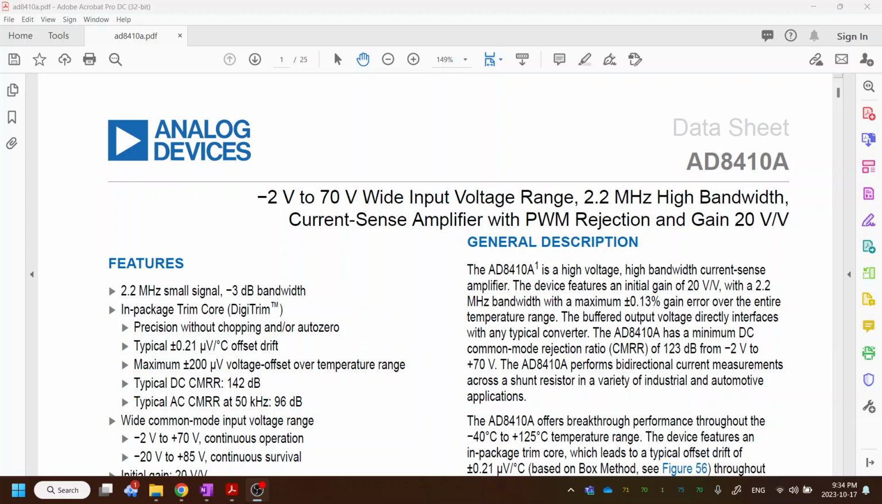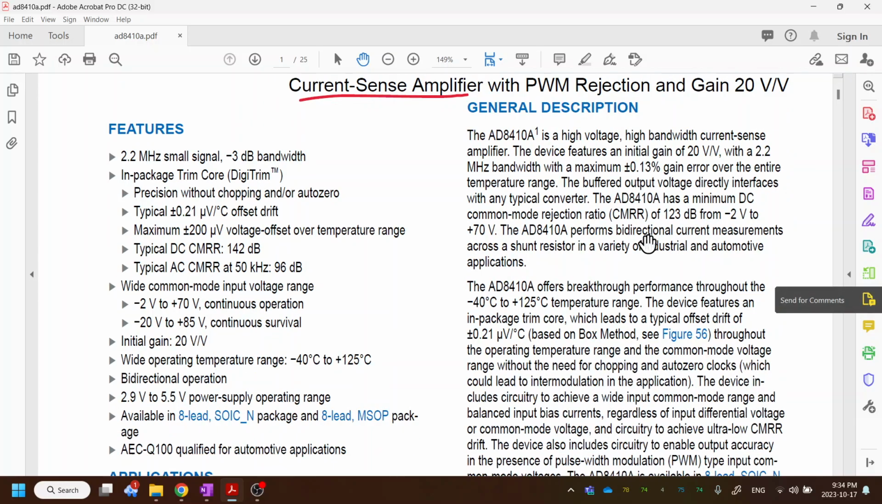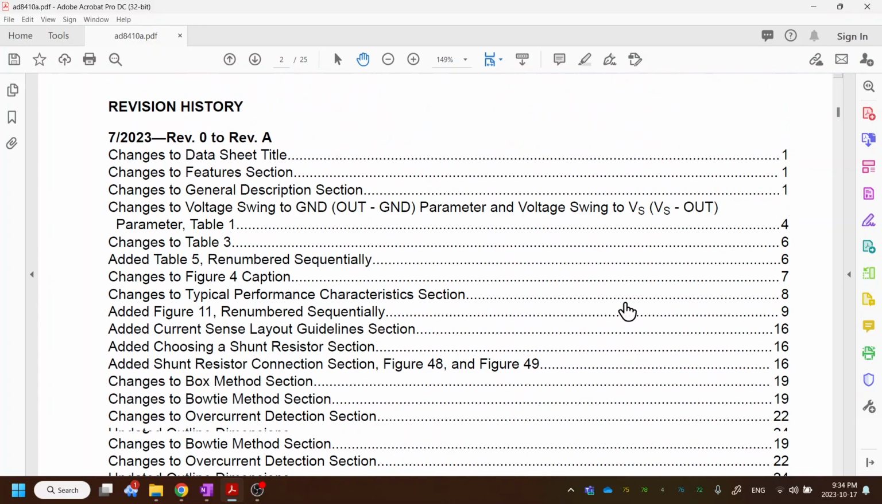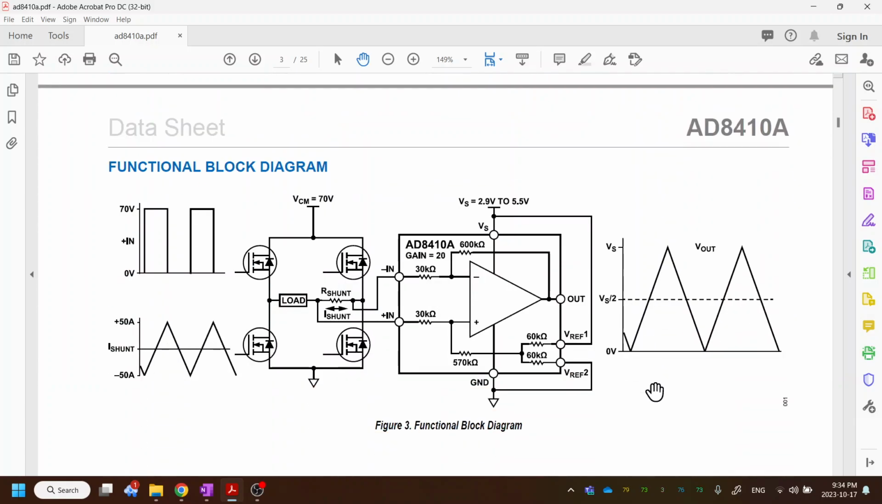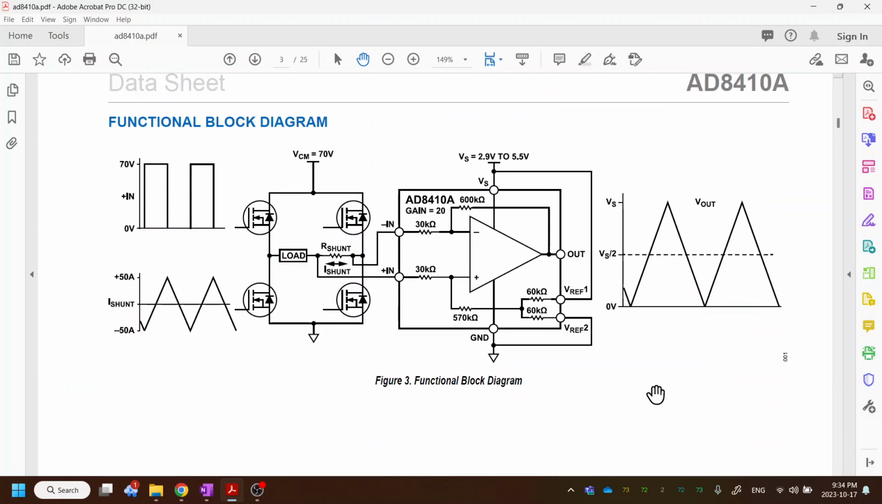I was looking at Analog Devices' new components, AD8410A. It's a current sense amplifier. And here is the basic block diagram for this amplifier. It's basically a difference amplifier with two branches here and with a gain of 20.